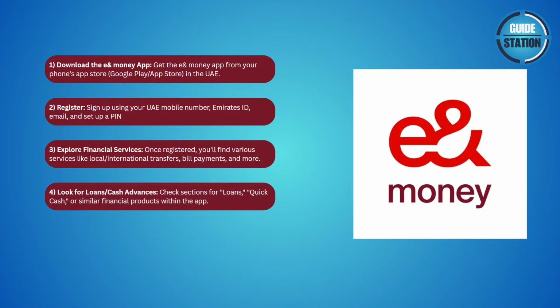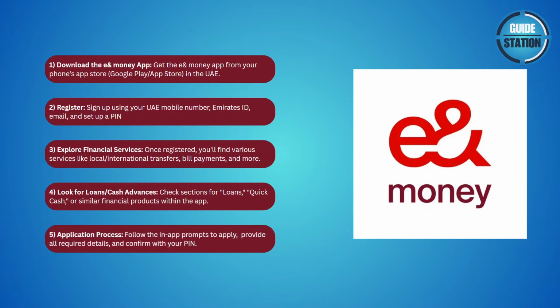From there, you'll see options like money transfers, bill payments, and more. But what you want to look for are features like loans, quick cash, or cash advances. These are where ENE Money offers instant lending options. And then from there, just follow the on-screen steps, choose how much you want to borrow, fill in any required info, and confirm the request with your PIN.